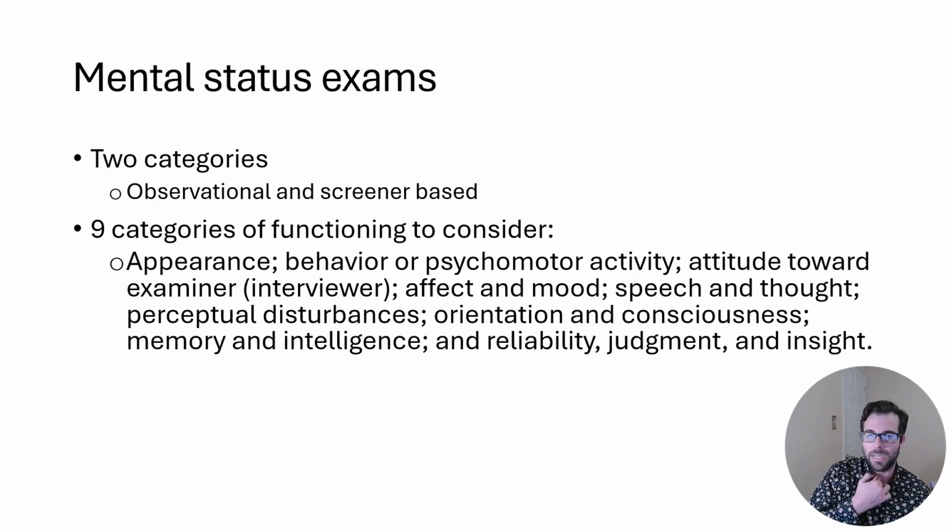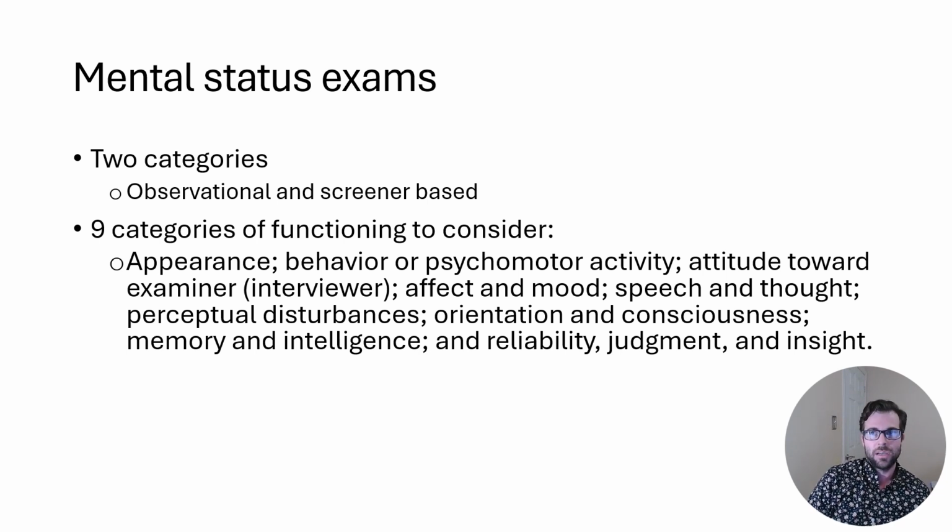So in mental status exams, there are typically two categories. There's observational and screener based. Observational is exactly what it sounds like, the observations you see in the therapy room with the client, and they are the 9 categories below. And then screener based is like a PHQ-9 or a GAD-7. PHQ stands for Patient Health Questionnaire. GAD-7 stands for Generalized Anxiety Disorder Questionnaire, 7 questions.